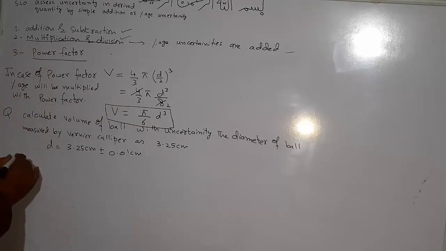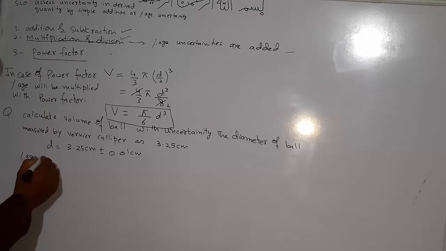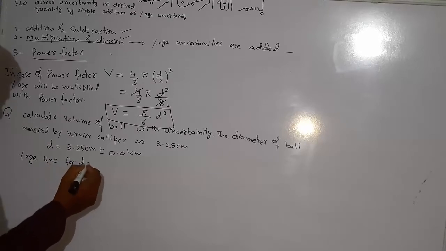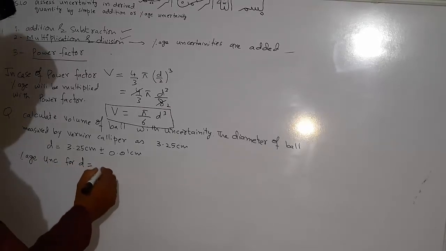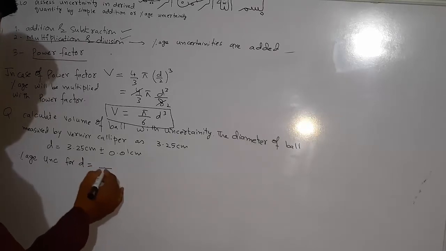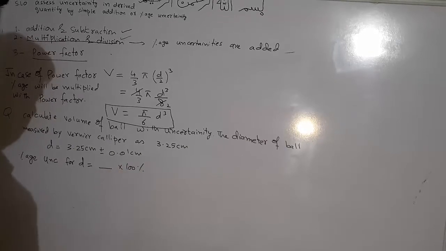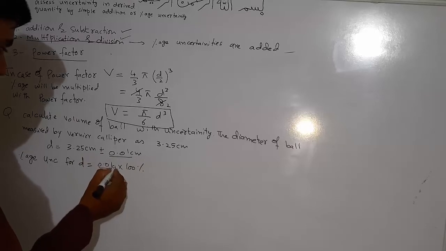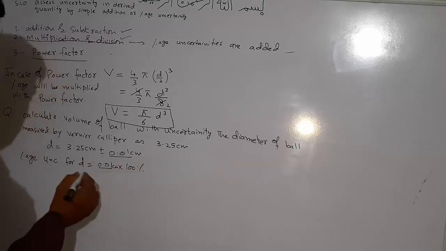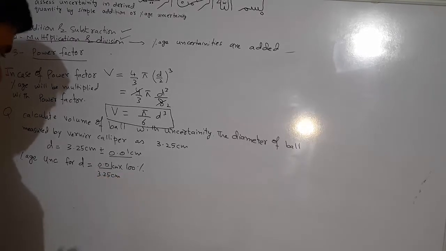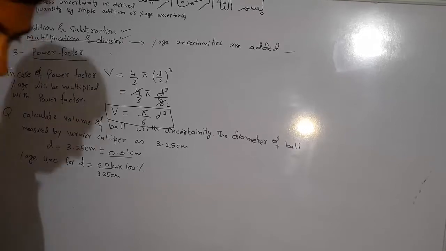Now we need the percentage uncertainty in the first step, the percentage uncertainty for diameter d. We have the formula: absolute uncertainty over measured value multiplied by 100%. The absolute uncertainty is 0.01, so we write 0.01 centimeter. The unit is already the same, otherwise we would convert it to have the same units. Then the reading we have is 3.25 centimeter. Now we will calculate the percentage uncertainty in this situation.